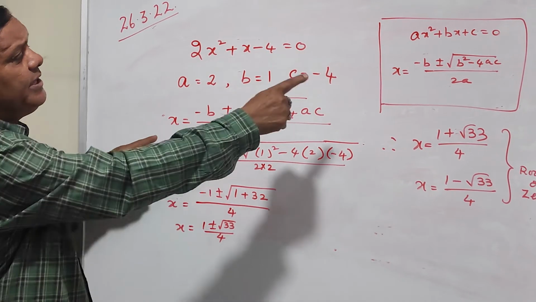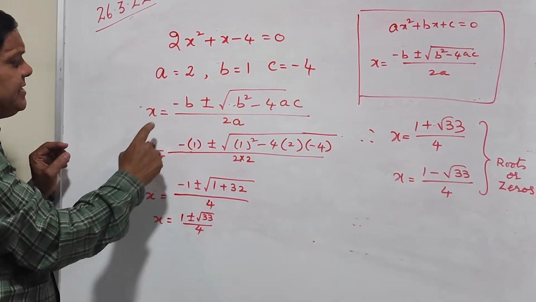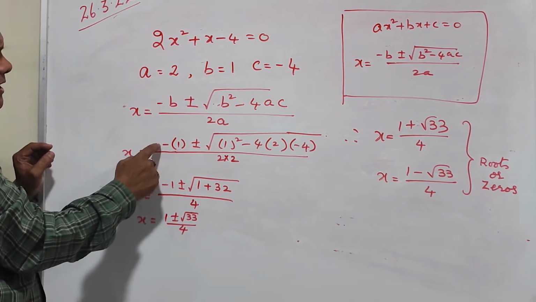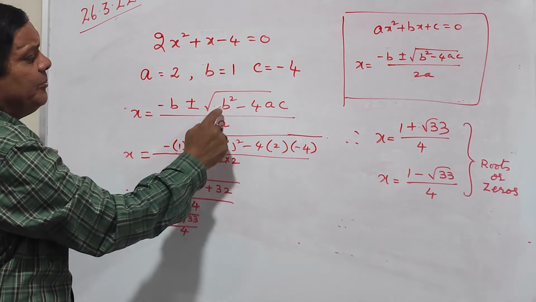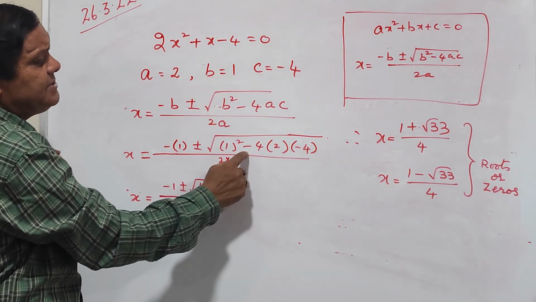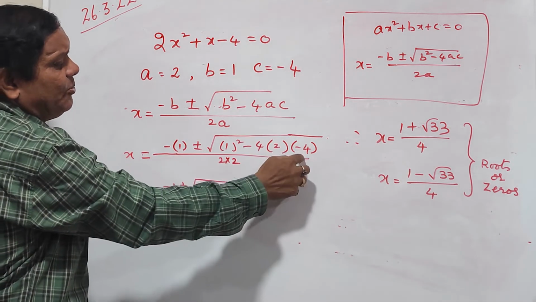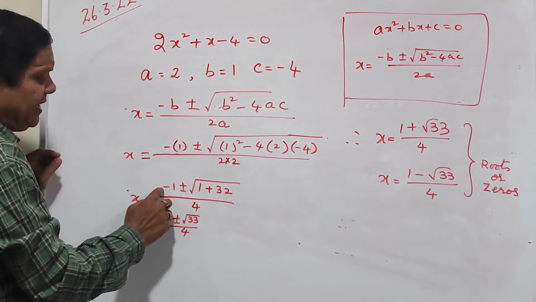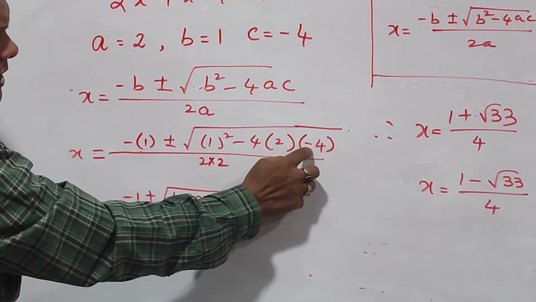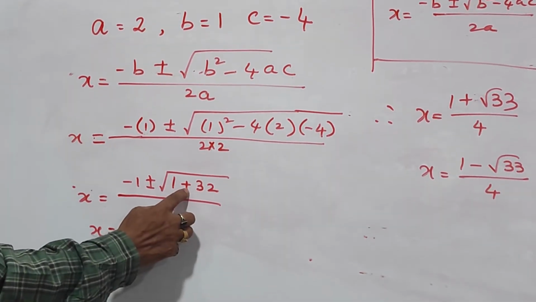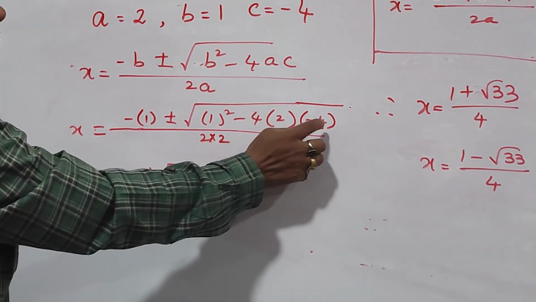Then taking the formula and writing it properly, then directly substituting: minus, here minus, then 1 here in bracket, plus or minus under root b square, b is 1 square, minus, according to the formula 4, a is 2, then c is equal to minus 4. Then next step, minus 1 plus or minus, 1 square is 1. Then here minus into minus is plus. Once again, minus into minus is plus. Then 4 2s are 8, 8 4s are 32.